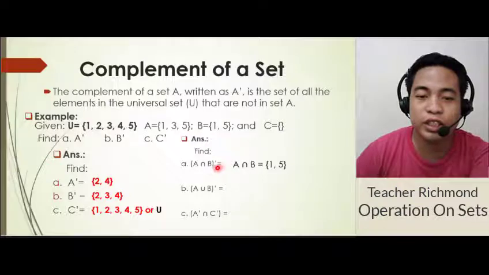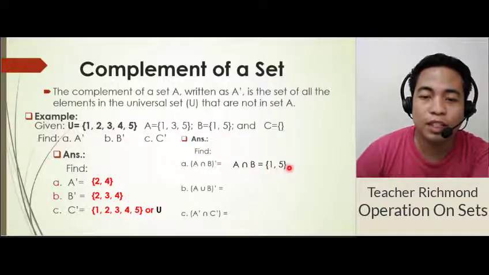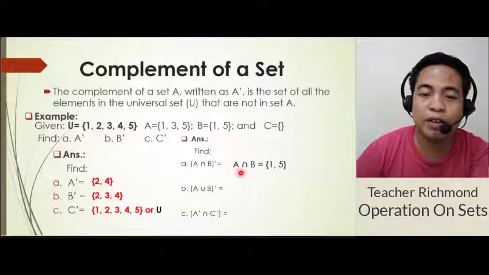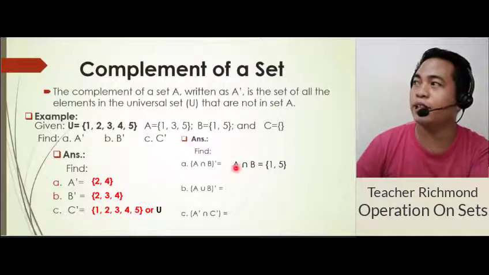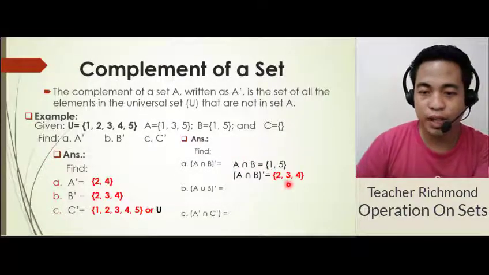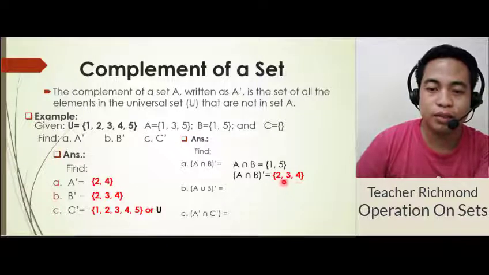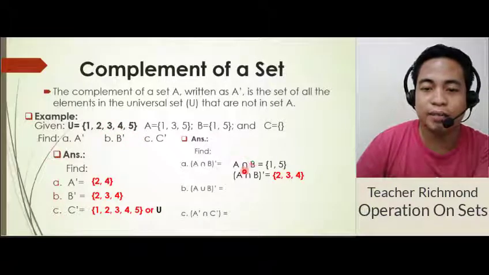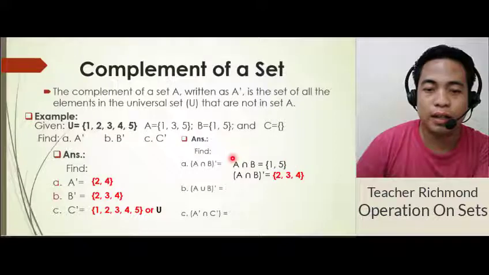So what is the complement of the intersection of set A and set B? Since you have the value already for the intersection of set A and B, you can easily get the complement. All you need to do is compare this one to the universal set. What are the elements in the universal set that are not present in the value of your intersection of set A and B? You will have this answer: 2, 3, 4, since elements 2, 3, 4 are not present in the intersection of set A and B.